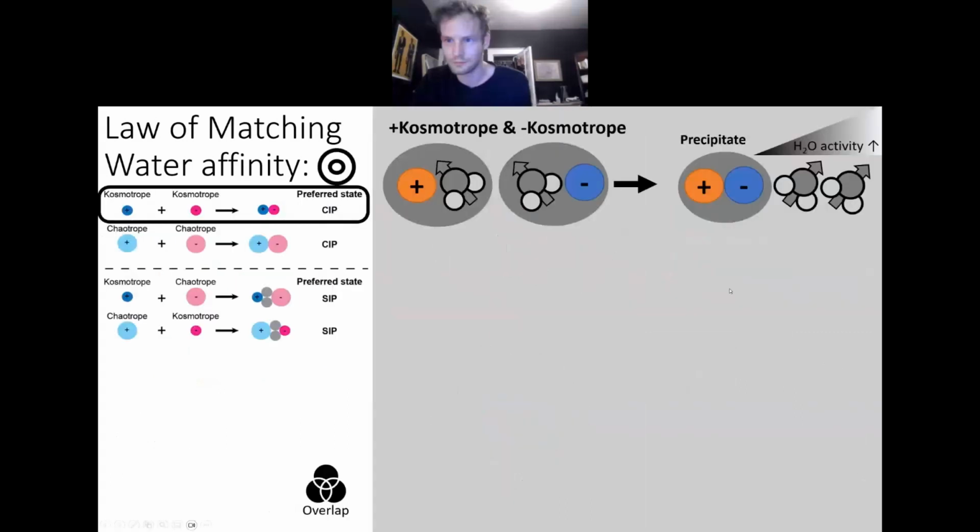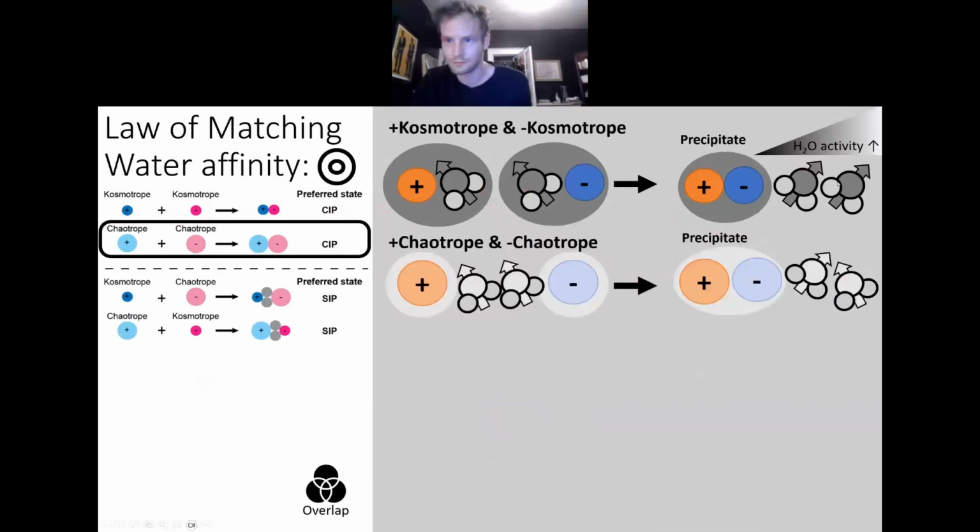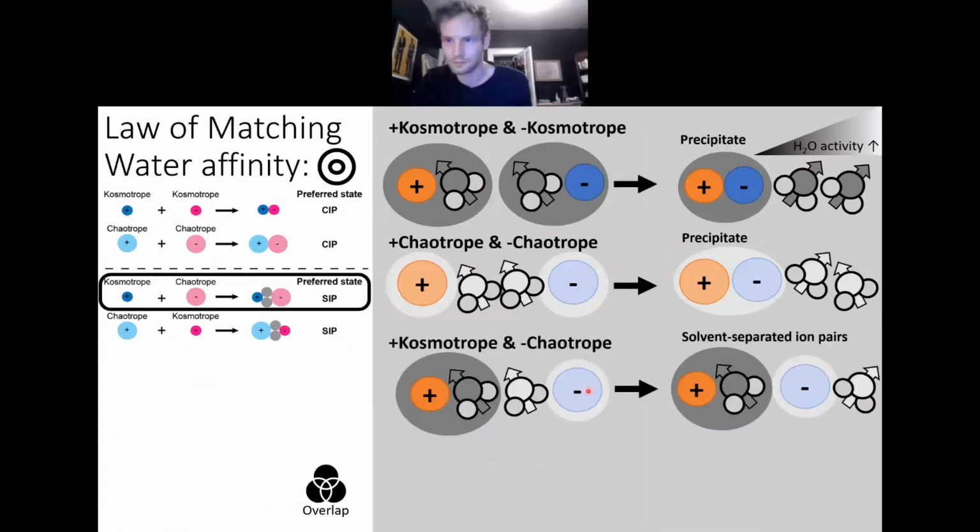So how does this make sense? Well, when you have a positively charged cosmotrope and a negatively charged cosmotrope, they prefer to form a direct contact pair. So they both precipitate out and release the waters. And a chaotrope is similar, a positive chaotrope and a negative chaotrope, they both push the water shells out. But then when you get to mixing a positive chaotrope with a negative cosmotrope, or a positive cosmotrope with a negative chaotrope, they form a solvent separated ion pair.